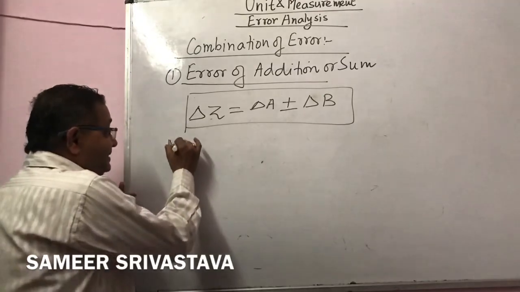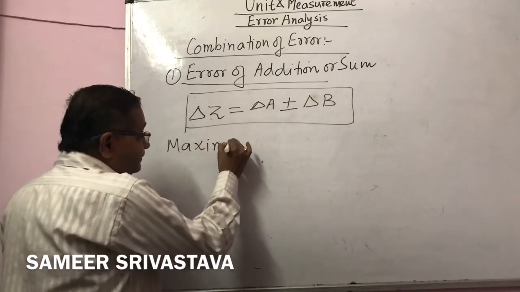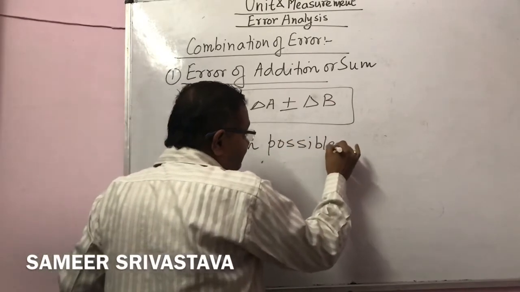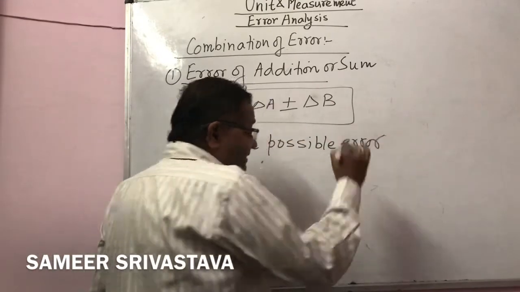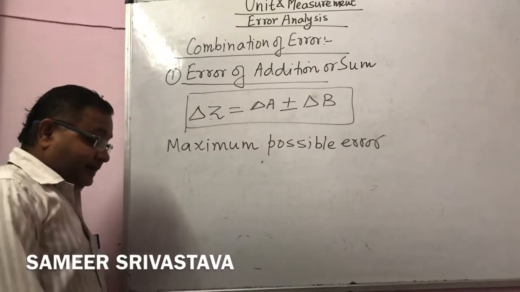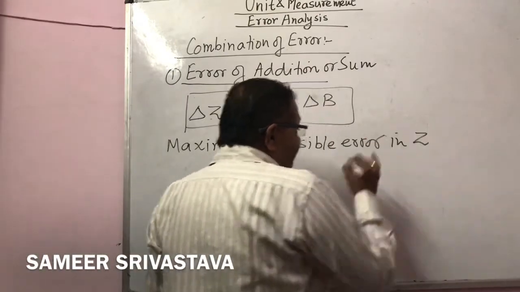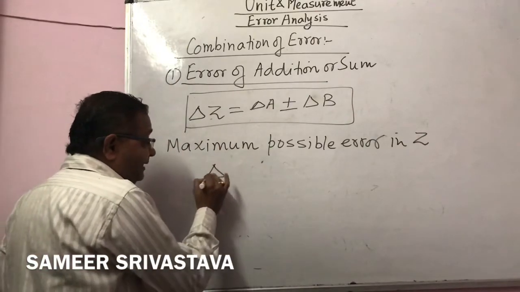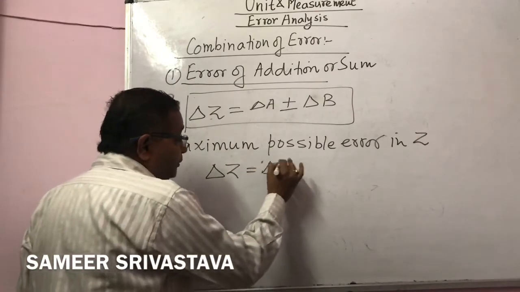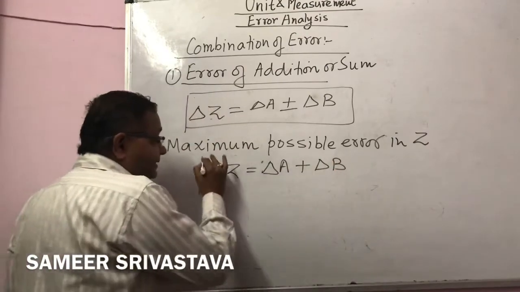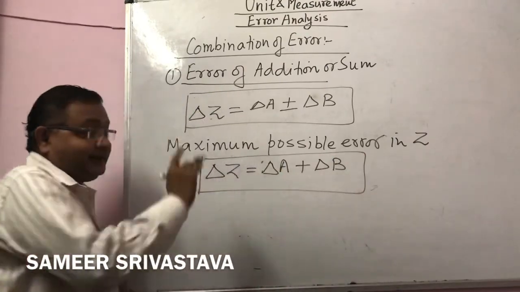Now, the important point in this condition is how you write the maximum possible error. If you want the maximum possible error in Z, we can write maximum possible error delta Z equal to delta A plus delta B. This is the maximum possible error.